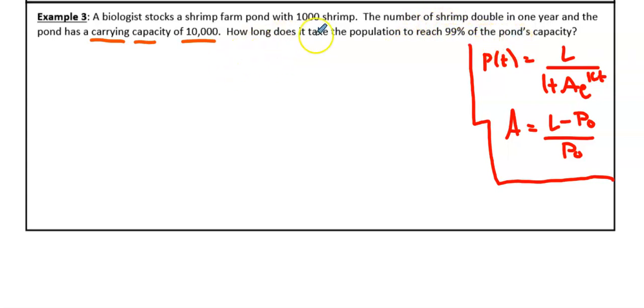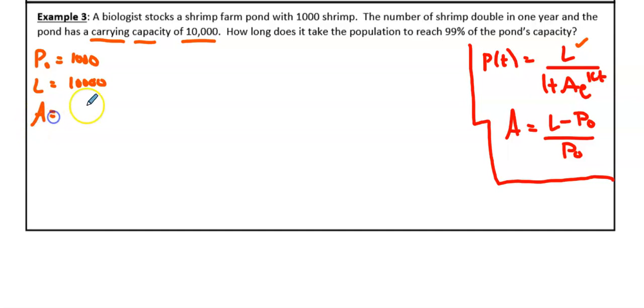So the first thing we want to do is say, well, what do we know over here? We know that the initial population of our shrimp is 1,000, so we've automatically popped in 1,000 shrimp there. We also know that our carrying capacity is going to be 10,000. Just from this alone, guys, we can figure out what our A is. We already know what our L is, so we can find our A.